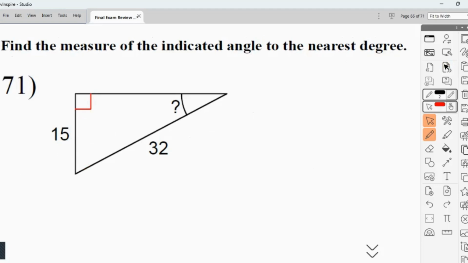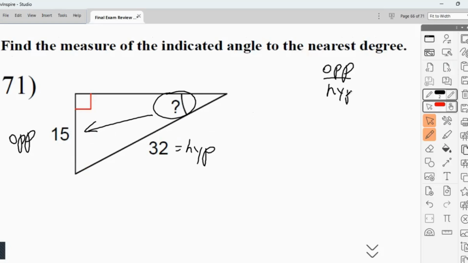This is going to be a little bit different. This is going to be an opposite. This is going to be a hypotenuse. Opposite over hypotenuse. This is going to be the sine. Sine of x, because we don't know what it is. So in this case, we're going to say 15 over 32.